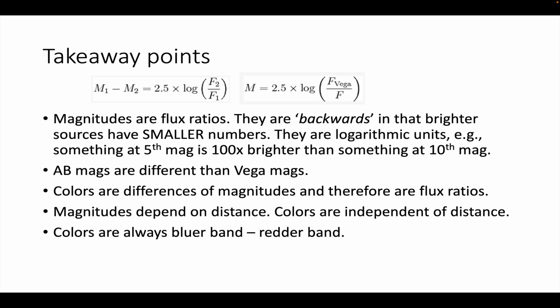So the takeaway points from this chapter are those two definitions: that implicitly magnitudes are flux ratios, and that smaller numbers are brighter sources. They are logarithmic, and something at 5th magnitude is 100 times brighter than something at 10th magnitude. AB magnitudes are different than Vega magnitudes. Colors are differences of magnitudes and therefore are flux ratios. Magnitudes depend on distance. Colors do not. Colors are independent of distance. And colors should always be the bluer band minus the redder band. Okay?